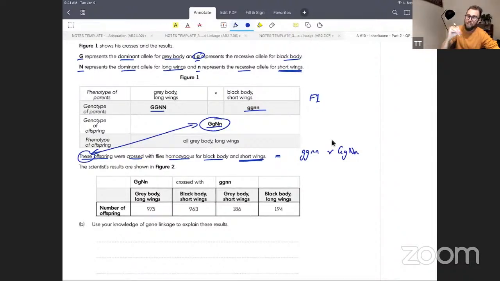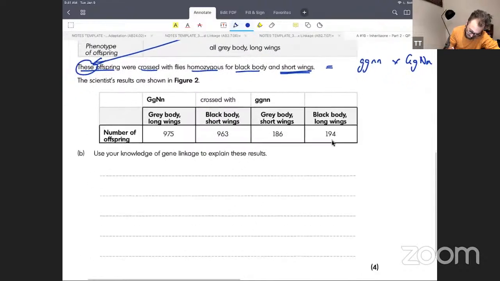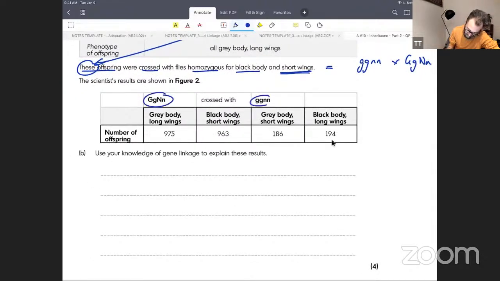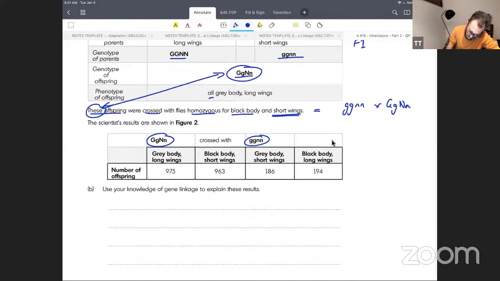Translating the words into the genotypes is difficult here, not always obvious. Okay, so that's what I've got. In fact, they've actually given it to us here, we didn't have to do that. So, number of offspring. What were our parents? Our parents were all gray body with long wings. They've given us the phenotype here. So we've got gray body, long wings, and then we've got black body, short wings.